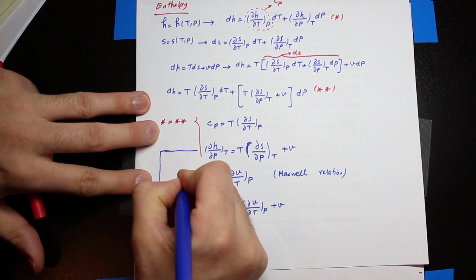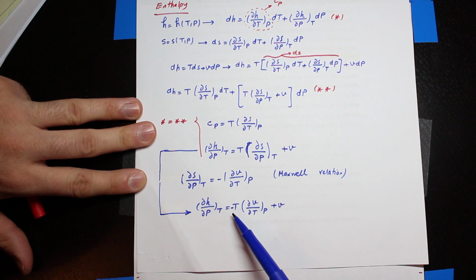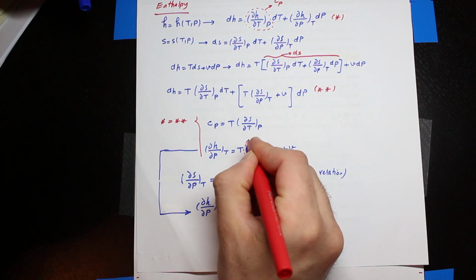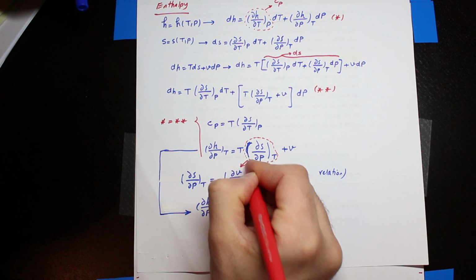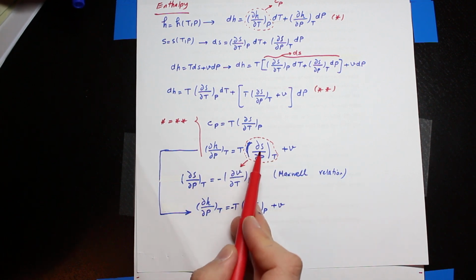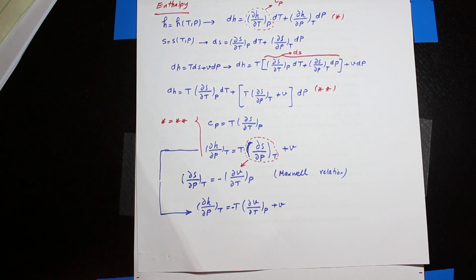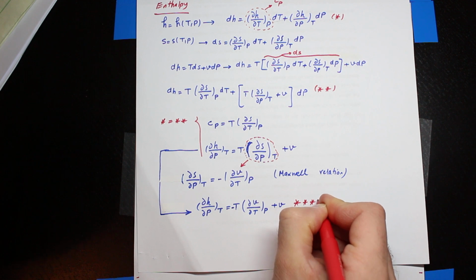I rewrote that equation. Partial H partial P for constant temperature is T, and this one has a negative sign. So basically, all I'm doing is replacing this with this, because this is the left hand side here. Okay, now let me call this one equation 3 star.